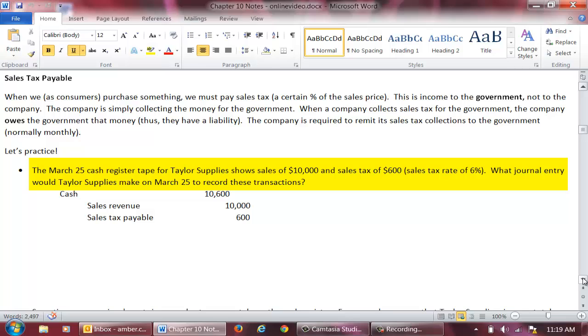The journal entry made by Taylor Supplies on March 25th would involve a debit to cash for the entire amount of cash collected, which is $10,600. The only income to Taylor Supplies is $10,000. It would therefore credit sales revenue for $10,000. The remaining $600 is owed to the government and would therefore be credited to sales tax payable.